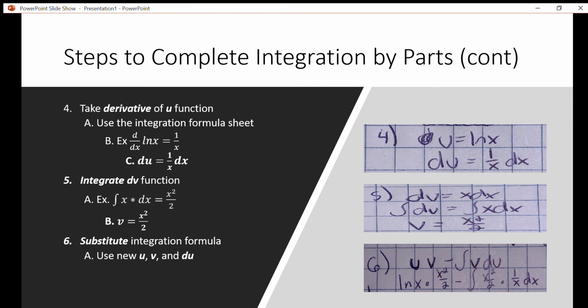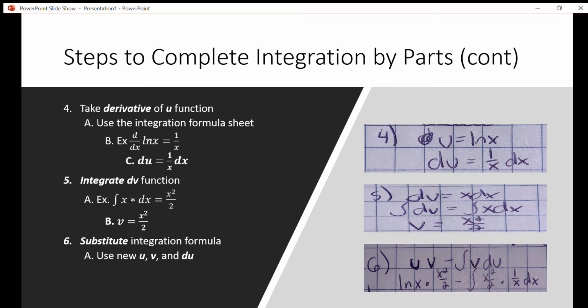Now, we need to integrate dv. So when we integrate dv, see how here my u became du? So the integration is going to be the opposite. From dv, it's going to go to v. And we do that for our x dx. So now here, you can see that in your formula sheet, you should have something like the integral of x dx is equal to x squared over 2. Or I should say the integral of x to the n is x to the n plus 1 over n plus 1.